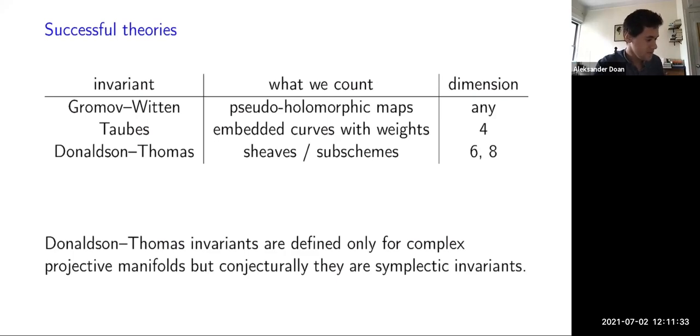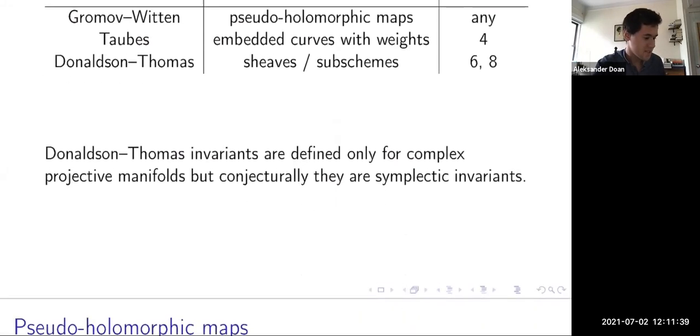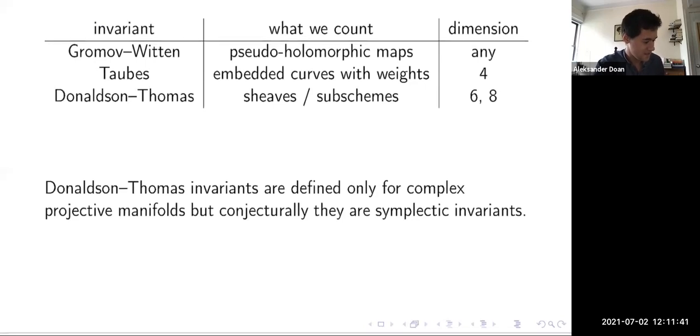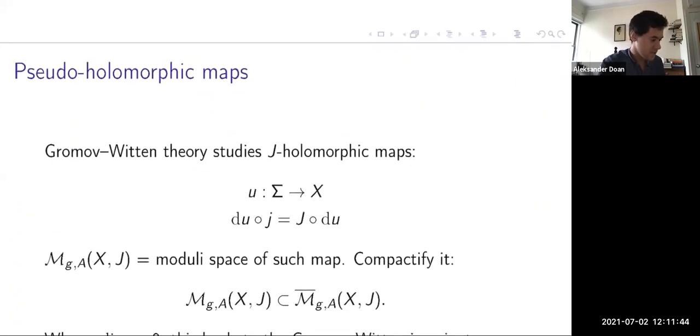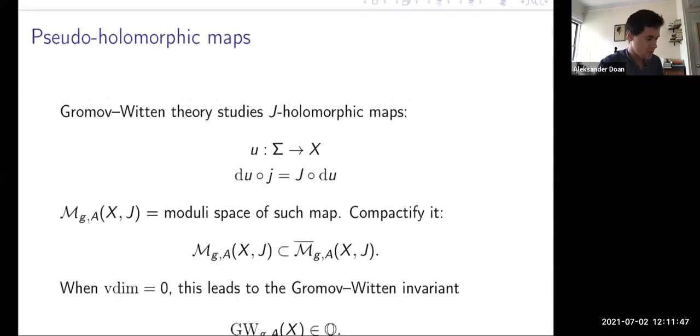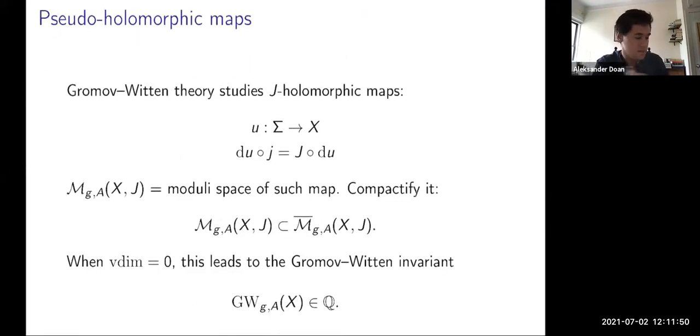So let me say something about Gromov-Witten theory and what are some issues with it. Very briefly, Gromov-Witten theory studies J-holomorphic maps. So these are maps from Riemann surfaces whose derivative is J-linear. Here, small j is the complex structure on the Riemann surface, and big J is our almost complex structure on X. And you form the moduli space of such maps with fixed genus and fixed homology.